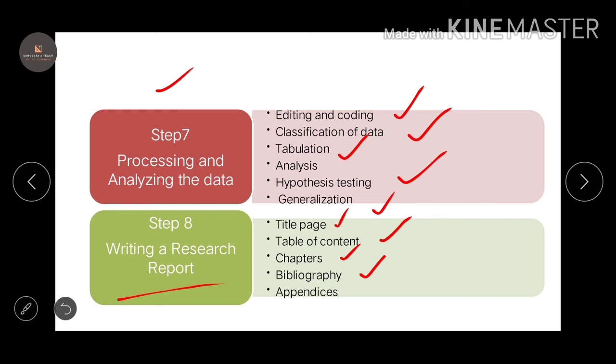So this is all about the research process that we have read. And if at all you have any doubts, please look at this video again.